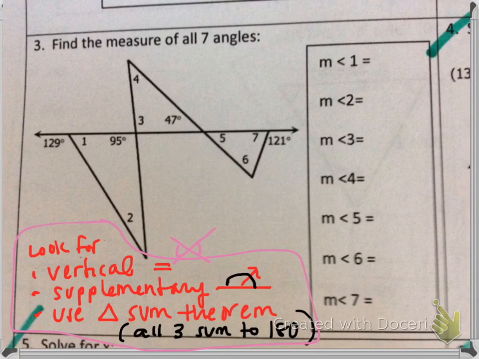Supplementary angles form a line, so those would always add to 180. And then finally we're going to use the triangle sum theorem. If we know 2 angles, we could find the third because all 3 add to 180. So let's start with vertical angles first.